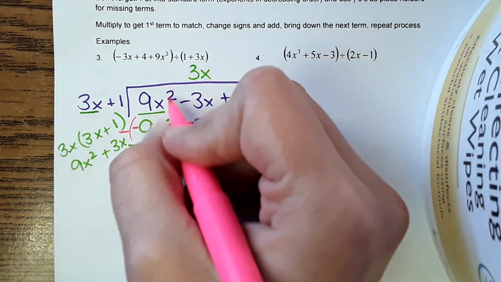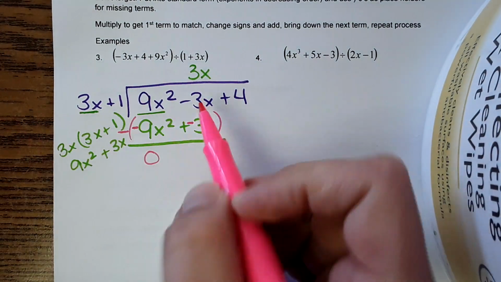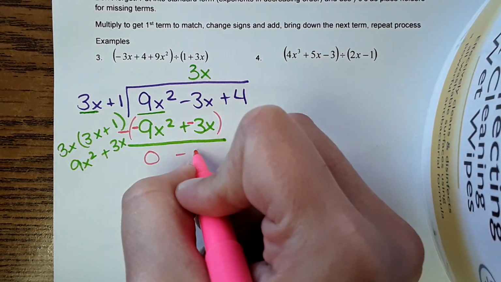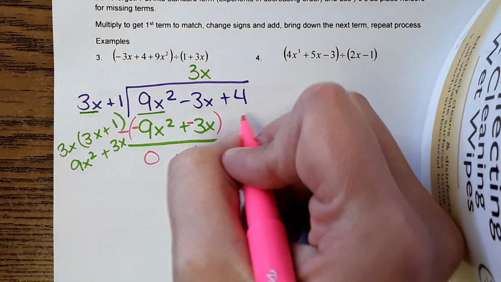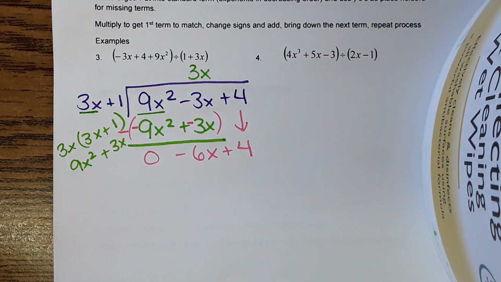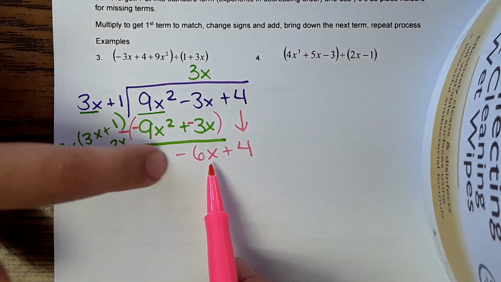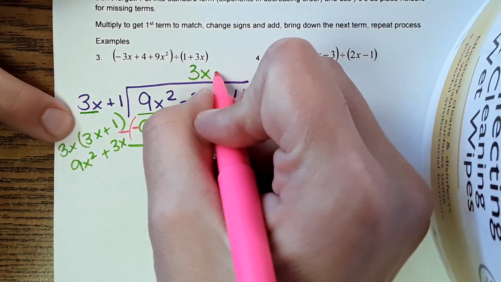9x squared minus this would just be 0. And then negative 3x plus negative 3x is negative 6x. And then we bring down the next term. Okay, we need to see what we would multiply this by to get negative 6x, and that would be negative 2. So I'm just going to put minus 2 right here.